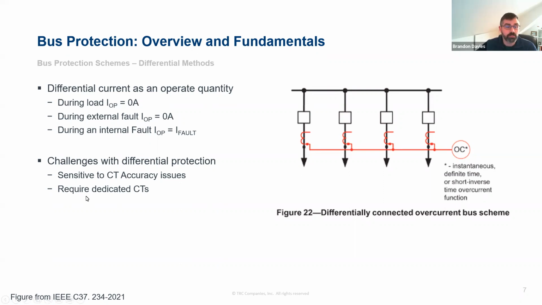One of the other challenges is that it does require dedicated CTs. So most bus protection schemes are applied so that the only thing connecting to those CTs is the bus differential relay. And the more breakers and other things you have connected to your bus, the more CTs you're going to need, the more CT cables you're going to need, which really drives the cost impact of applying this type of scheme.